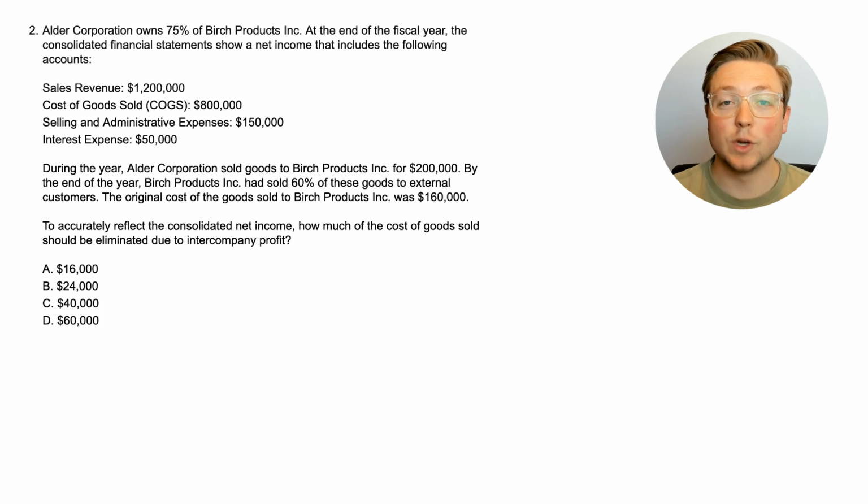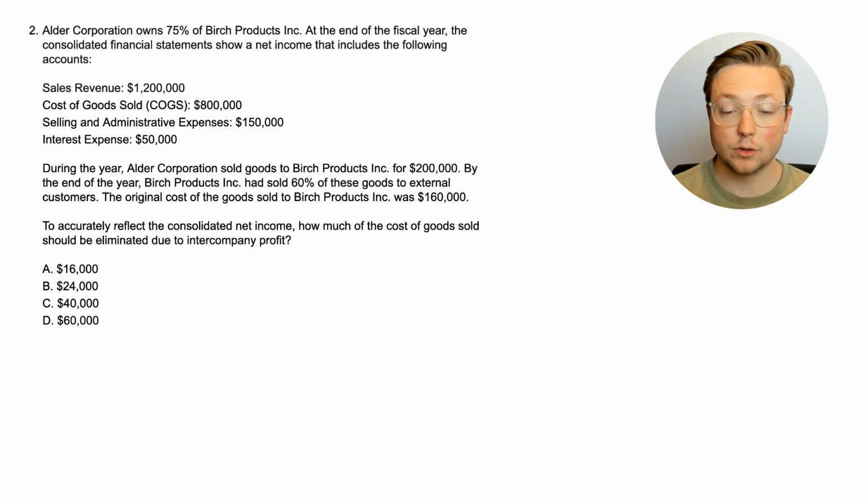All right, here we are at question 2. Alder Corporation owns 75% of Birch Products, Inc. At the end of the fiscal year, the consolidated financial statements show a net income that includes the following accounts. They have sales revenue of $1,200,000. They have cost of goods sold, or COGS, of $800,000, selling and administrative expenses $150,000, and interest expense $50,000.